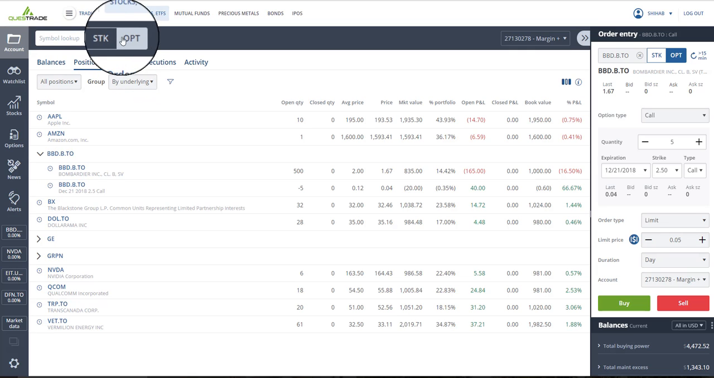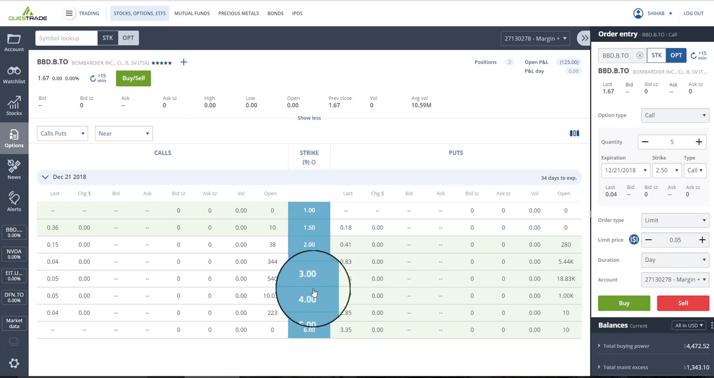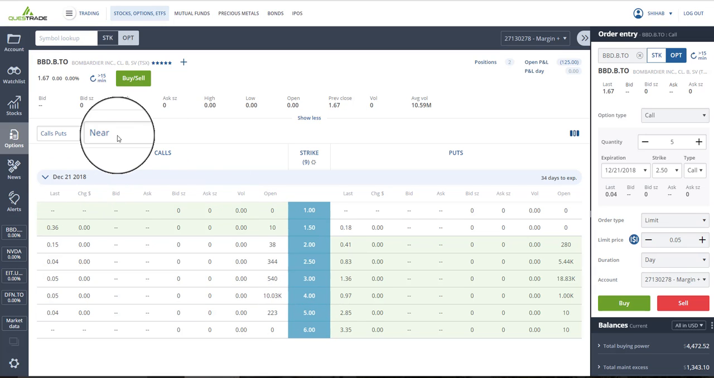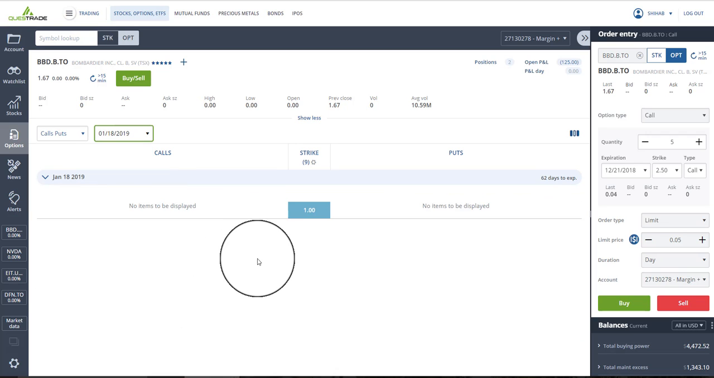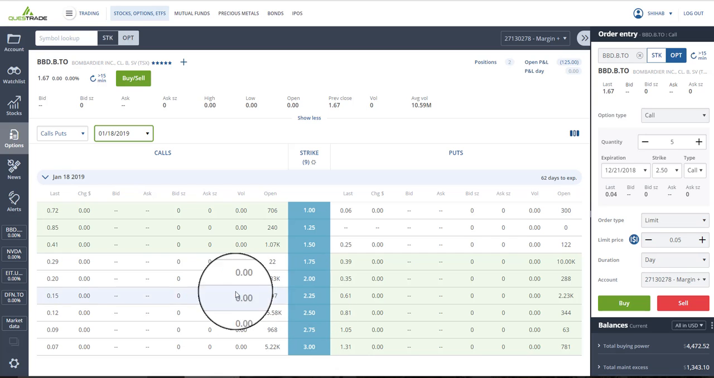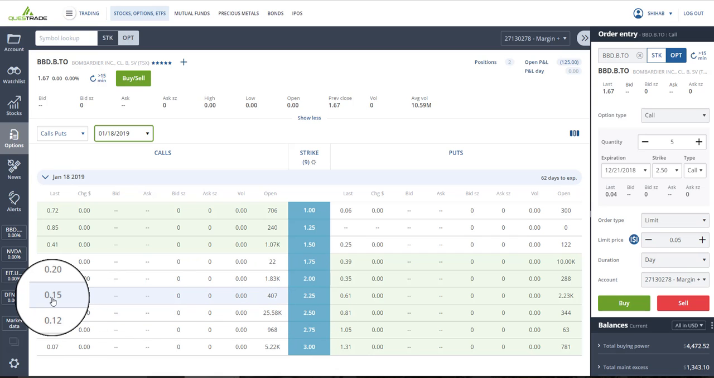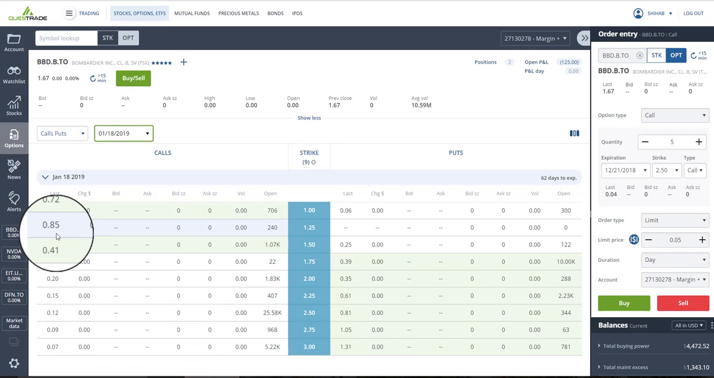Well, I'd go back to options here, look at Bombardier, and see that December 21st won't exist anymore. I'll probably have January 18. So I'll look at January 18, and then I'll probably look at $2.25, which right now is worth 15 cents. But come December 21st, this will not be 15 cents anymore. It'll be less if the stock is trading at $1.67, of course. So obviously I don't know the prices of these come December 21st because it depends on the stock price.